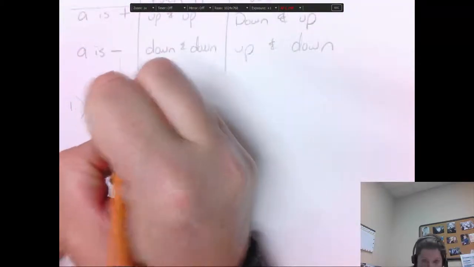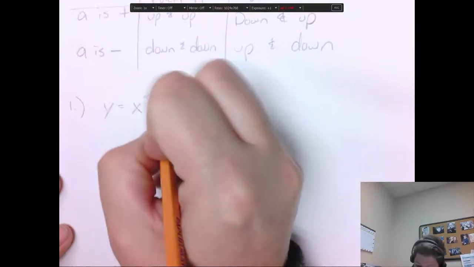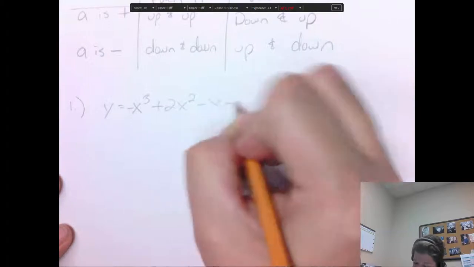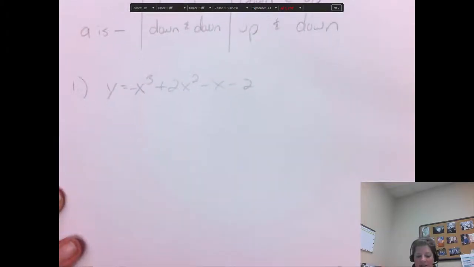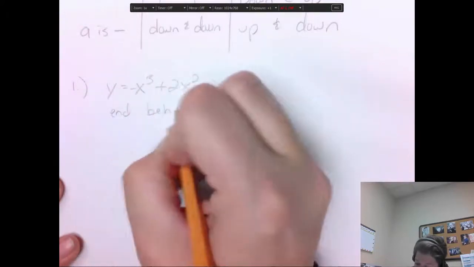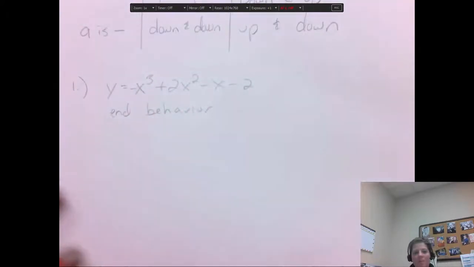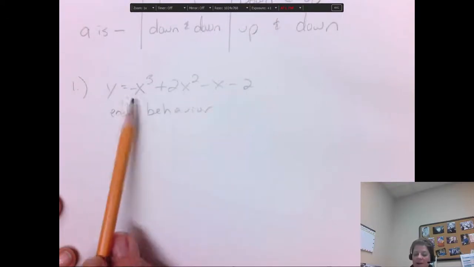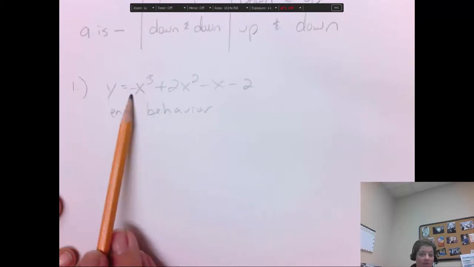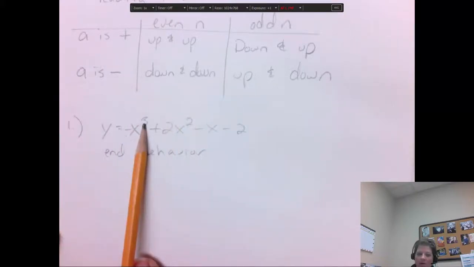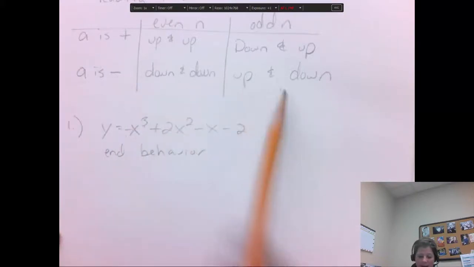So what if we have y equals negative x to the third plus 2x squared minus x minus 2. You're asked, what is the end behavior? All right, so we make sure it's in standard form. It is. It goes x to the third, x squared, x to the first. So the leading term is negative x to the third, and it is negative. So that's going to put us in this category here. And then the degree is odd. So we're here, up and down.